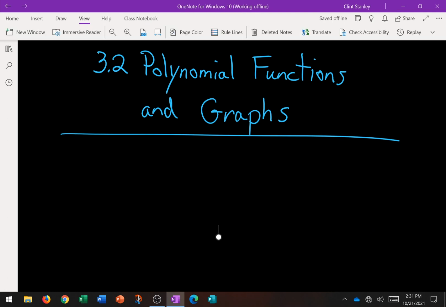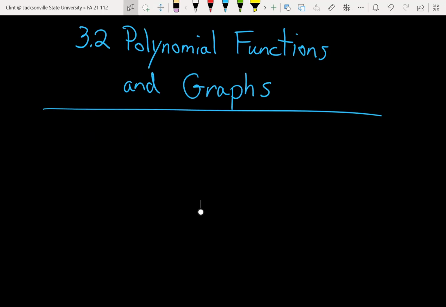So we're looking at our last section before test 2 in here. In this section we're talking about polynomial functions and what their graphs look like. A lot of this applies to stuff we've talked about with quadratic functions and linear functions already, because quadratics and linear functions are polynomial functions. And we're looking at these things more generally today.